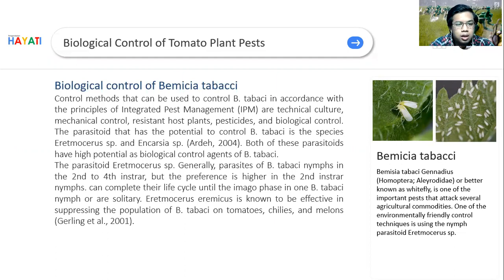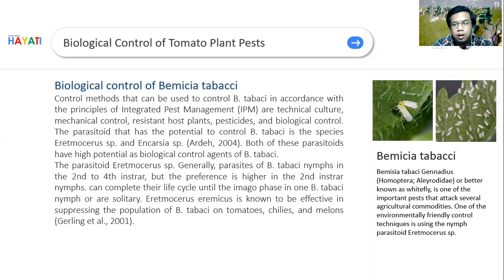Both of these parasitoids have high potential as biological control agents of B. tabaci. The parasitoid Eretmocerus sp. generally parasitizes B. tabaci nymphs in the second to the fourth instar, but the prevalence is higher in the second instar. Nymphs can complete their life cycle until the imago phase in one B. tabaci nymph, so they are solitary. Eretmocerus eremicus is known to be effective in suppressing the population of B. tabaci on tomatoes, chilies, and melons.